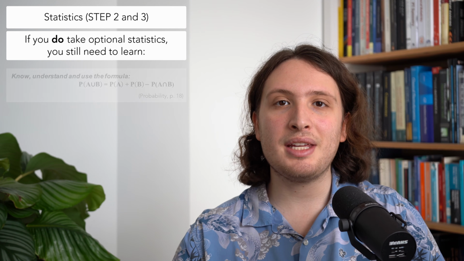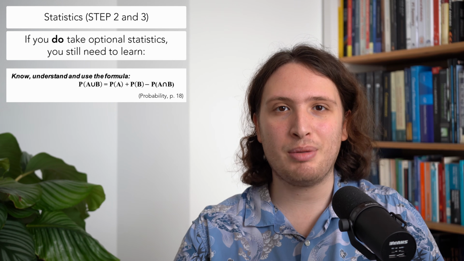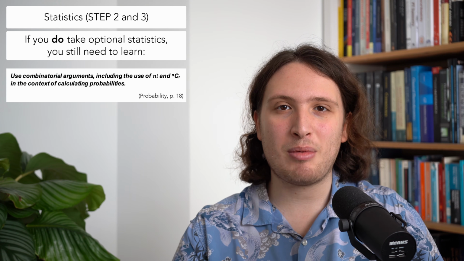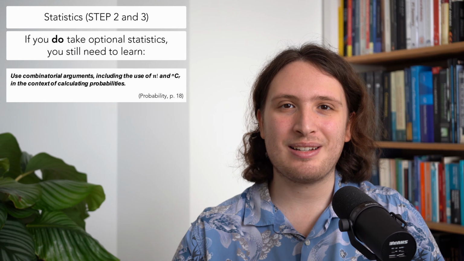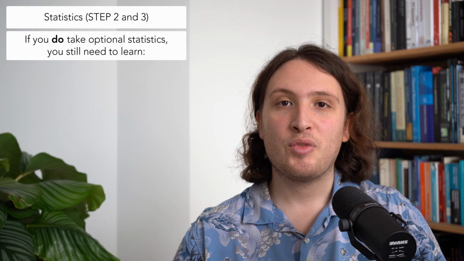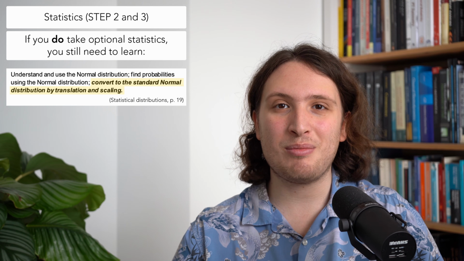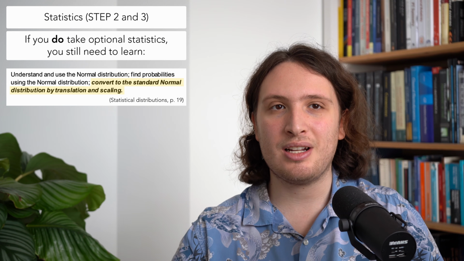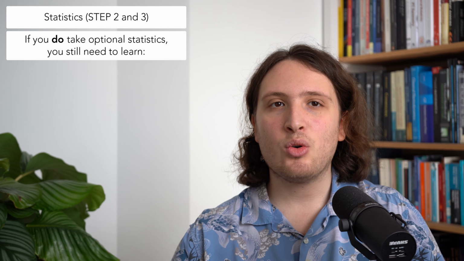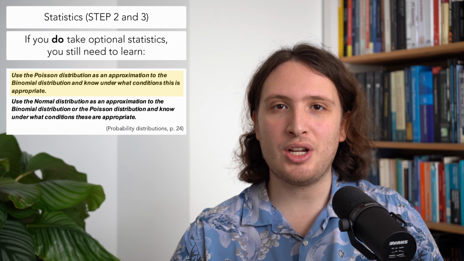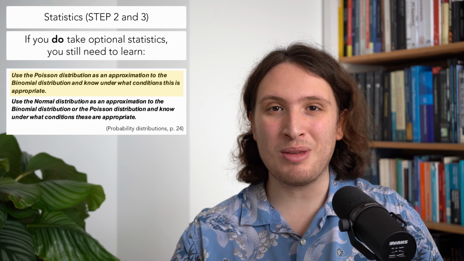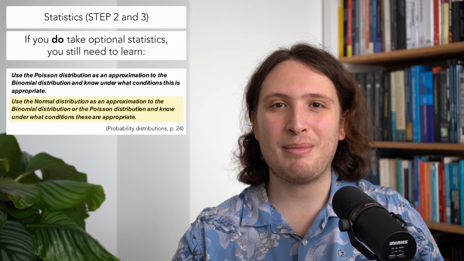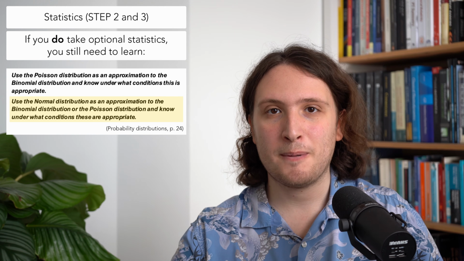in particular the inclusion-exclusion principle as applied to probabilities, the use of combinatorial arguments to calculate probabilities, usually in the context of equally likely outcomes, the conversion of a normal distribution to a standard normal distribution through the use of translation and scaling, and also the use of the Poisson distribution as an approximation to the binomial distribution, and the use of the normal distribution as an approximation to the Poisson distribution.